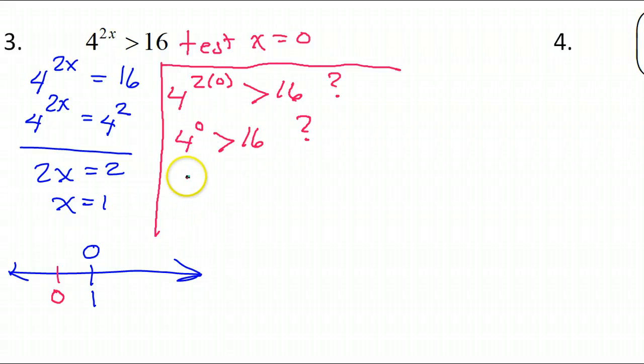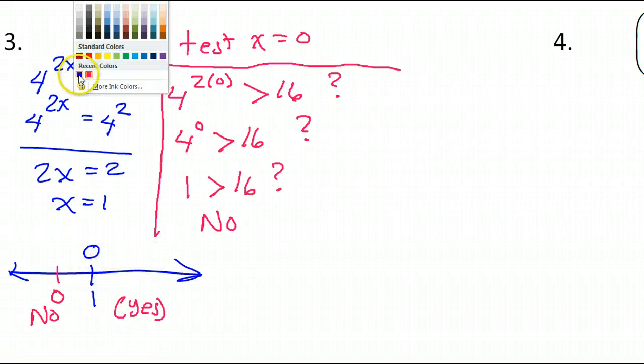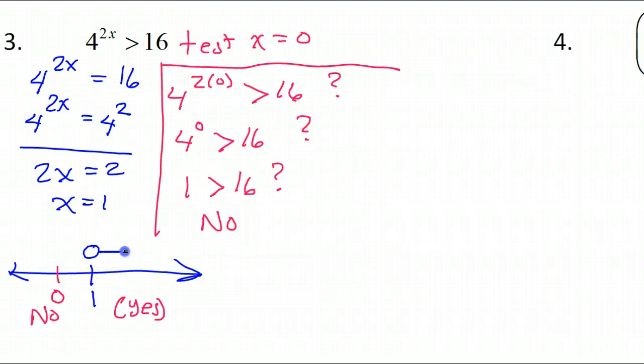Anything to the 0 power is 1. Is 1 greater than 16? How about no? That means 0 is not a solution. So this side over here is not part of the solution set. That means this side over here will be part of the solution set. So when I make my solutions, it will be everything from here on.